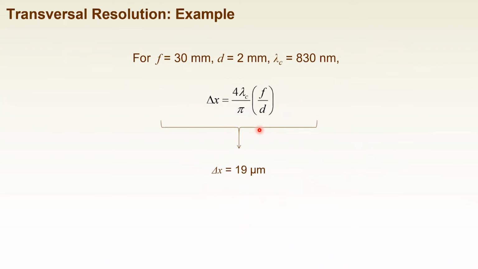Let me show an example of the transversal resolution. Maybe it can give you some idea of how the transversal resolution is in OCT. Assuming the focal length of the objective is 30 millimeters, 3 centimeters, and a beam diameter of 2 millimeters, and the center wavelength is the spectral domain OCT center wavelength, 830 nanometers, this equation gives us a transversal resolution of around 19 microns. So it's actually very bad in comparison to a standard microscopy system.